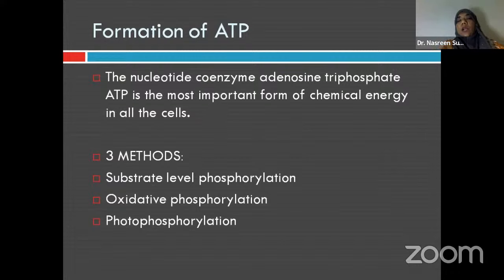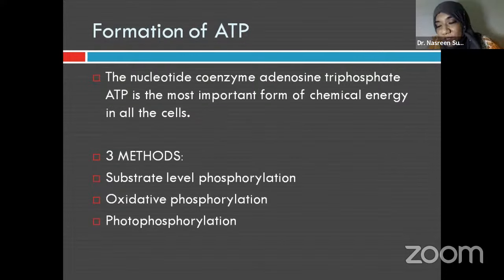Okay. Now, coming to the formation of ATP, ATP is formed by three methods. You need not remember the reaction. The only thing is you have to know what is substrate level phosphorylation, oxidative phosphorylation and photophosphorylation. So ATP is formed by three methods: substrate level phosphorylation, oxidative phosphorylation, and photophosphorylation.